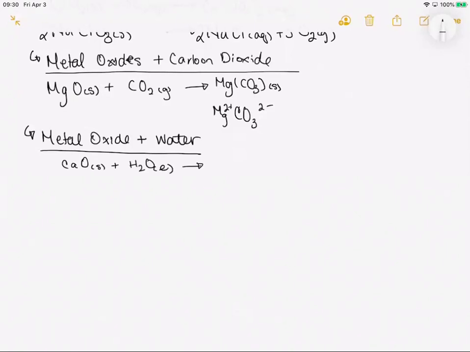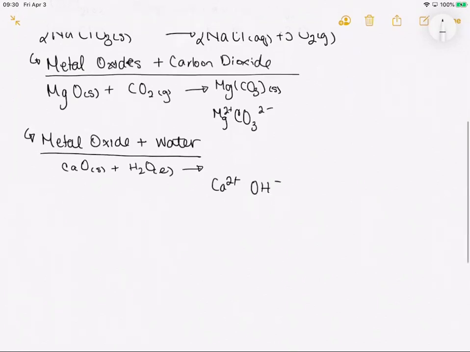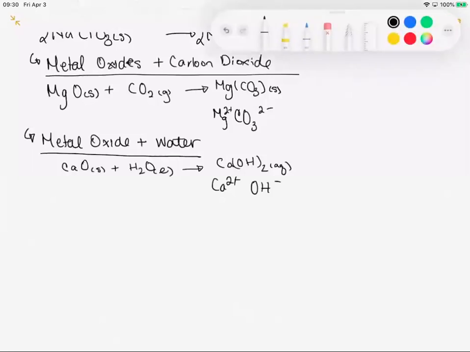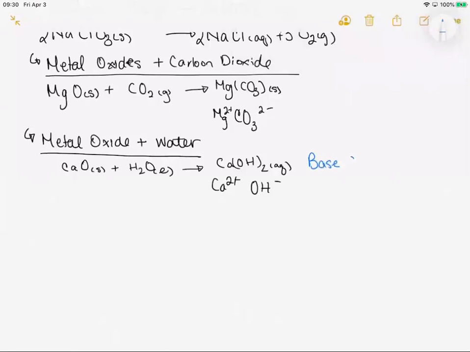So calcium is a 2+ ion. Is it going to form an acid and crisscross with hydrogen, which is another cation? No, it's going to crisscross with hydroxide, which is an anion. And this is going to form calcium hydroxide. And that's going to be aqueous. Okay, so this is base synthesis.